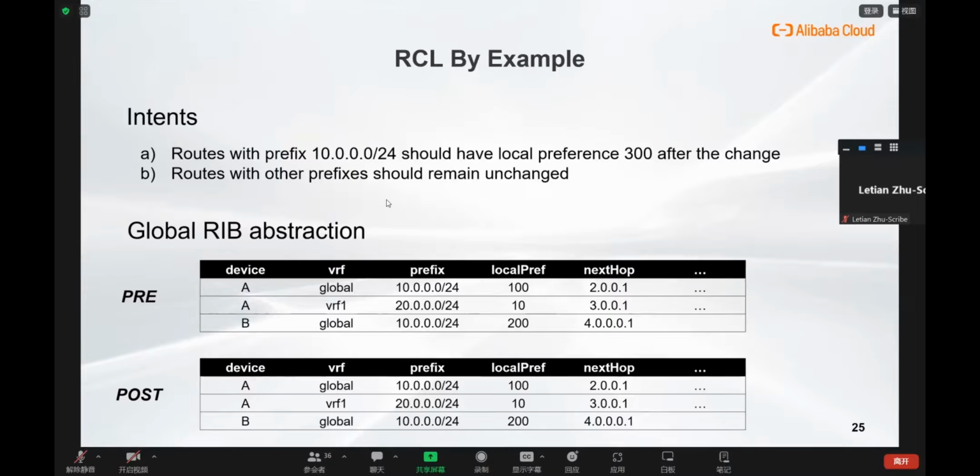Sorry, I have been holding the microphone too long, but this really intrigues me. When operators try to use RCL, do they ask your Tianwen large language model to help them? Yeah, that's very interesting.